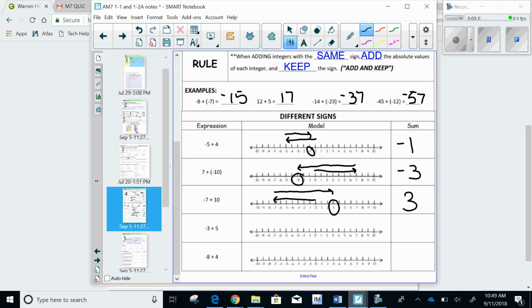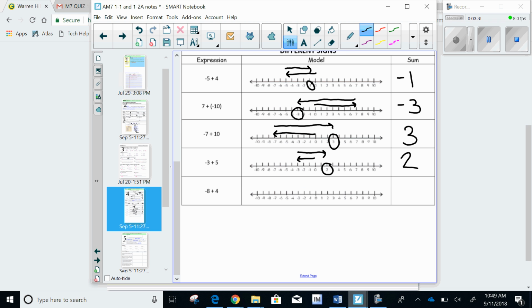The fourth one, start at 0, move to your first number, -3, and then move from there a +5. So 5 to the right, so there's 3, 4, 5, and your answer or sum is 2. And last one on the front of your worksheet, start at 0, go to -8. And then we have to move +4. So we're going to go 4 in the positive direction or to the right. We're going to end up at -4.